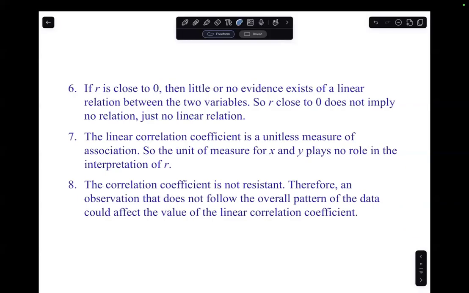It is unitless. We don't say 0.98 feet. There are no units. And it is also not resistant. So it's kind of like mean and standard deviation. One outlier can drag it. So the R value can get dragged real easily by outliers. So that's what it means by not resistant. I'm not going to ask you to recount these facts to me, but you're going to use it, and without all of these words, you'll be fine.